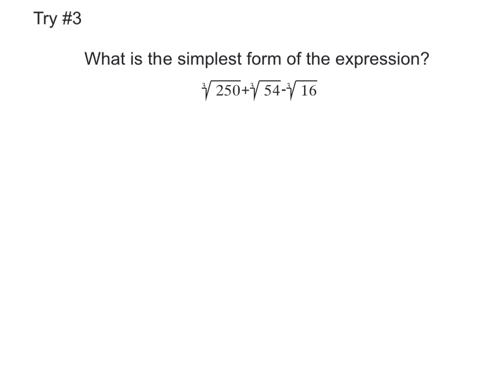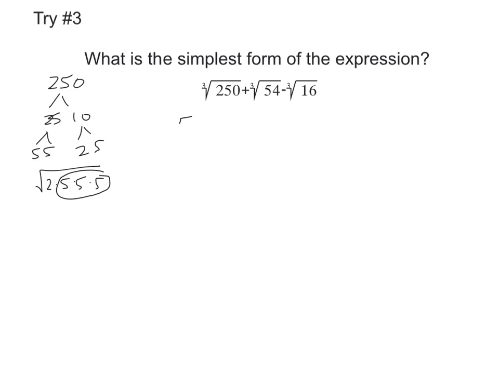Alright, so try number 3. It asks for the simplest form of the expression. Once again, we still need to get everything down to its most basic form. So 250 is 25 and 10. 10 is 2 and 5, so we're done there. And then 25 is 5 and 5. So because it's a cube root, that's 2 and three 5s. So this is 5 cube root of 2.